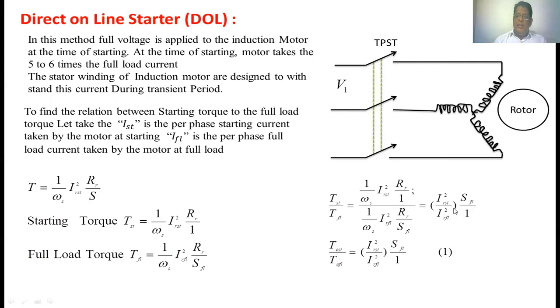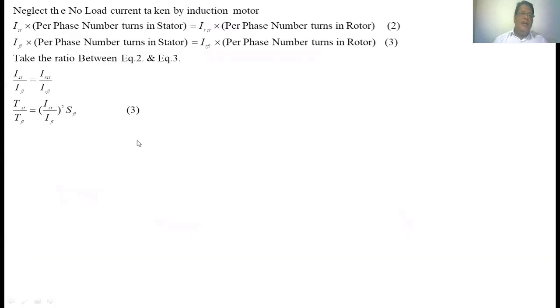This is the rotor current at the time of starting and the rotor current at the time of full load. Now finally you take the same expression here. T starting by T full load equals IRST square by IRFL whole square into SFL. This is the final expression which represents the relation between the starting torque and the full load torque in terms of the rotor. Now we are going to represent this rotor current in terms of the stator. If we neglect the no load current taken by the induction motor, the stator ampere turns equal the rotor ampere turns.